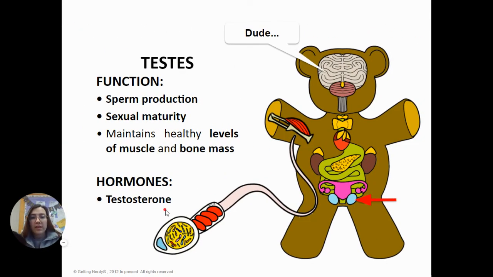Looking at males, they have testes or testicles, which produce sperm, also sexual maturity, which is puberty. And then for looking at males, they also maintain healthy levels of bone and muscle mass. So remember, your testosterone is the hormone that helps your muscles grow, which is why that impacts here for males.